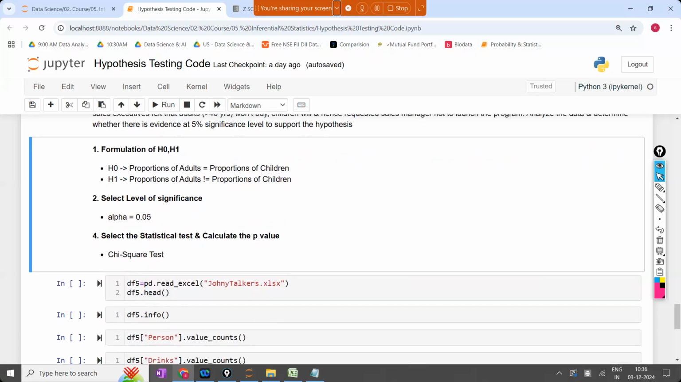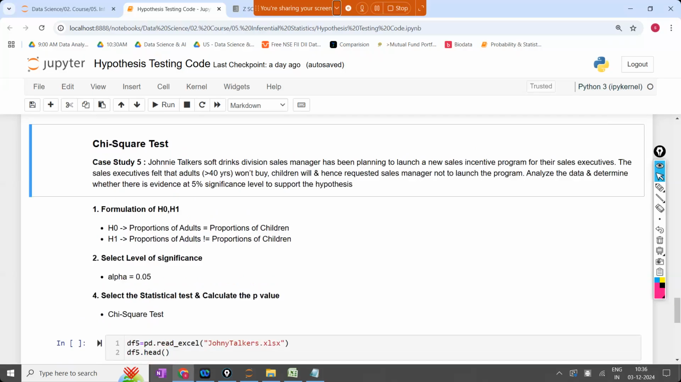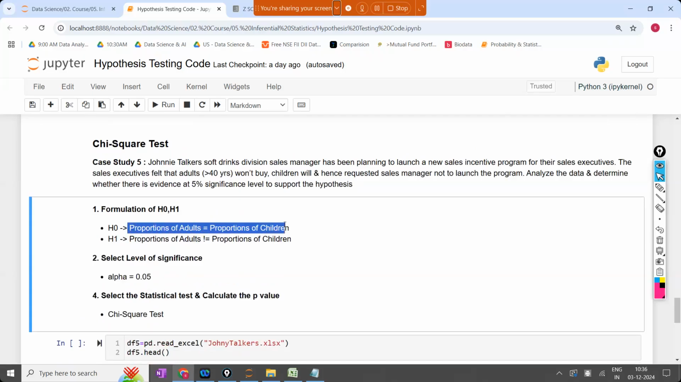Right? So for this particular case study, what are the null and alternate hypotheses? The proportion of adults and the proportion of children are both the same. There is no difference. I told you earlier, whenever you have more than one column, it is no difference. For a single column, you have to use the phrase no action. For two columns, you take no difference. The number of people purchasing the product among adults and the number purchasing among children are both the same.